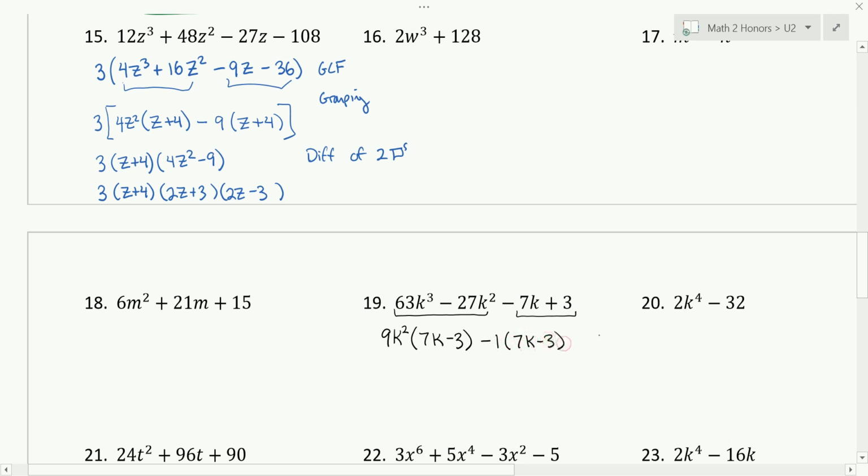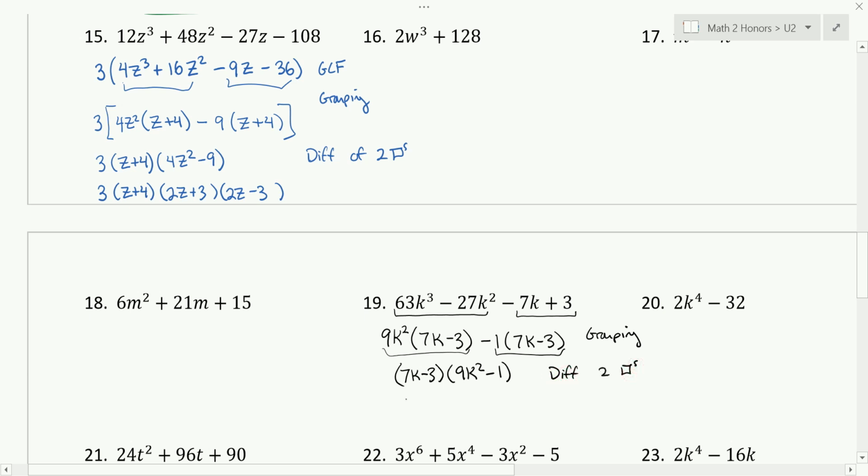So we're factoring by grouping right now. And I'm not done yet, because now I look at both these terms and I could factor out the 7k minus 3. And we're left with the 9k squared minus 1. We done? All right, you know what to do next? We got a difference of 2 squares.